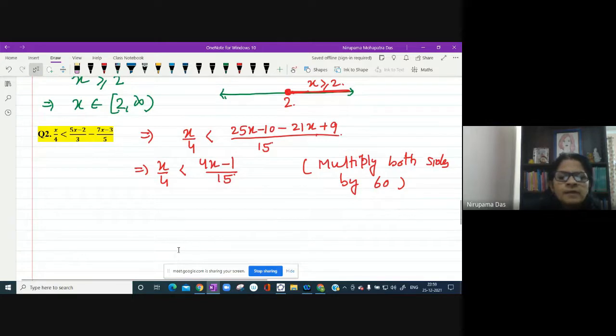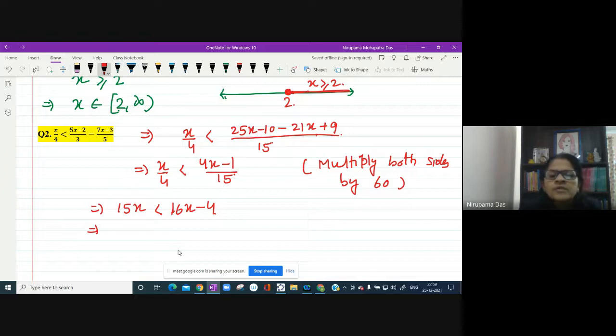Okay, so you multiply by 60 here. Now this implies 15x less than 16x minus 4. Okay, so now you take variables to one side, keep the constants on the other side. So 15x minus 16x, minus x less than minus 4. And you want x. At this stage, whatever is the coefficient of x, you will be dividing by that.